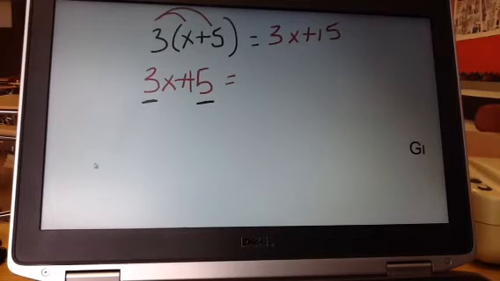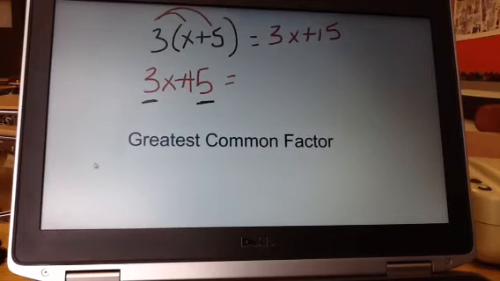So the first type of factoring that we're going to do is what we call GCF, which is the greatest common factor, and we think about what number or letter appears in both terms. So the number 3 is something that appears in both terms. So it winds up to be 3 and then x plus 5. So the greatest common factor is the complete opposite of distributing. Let's take a look at a couple more examples.